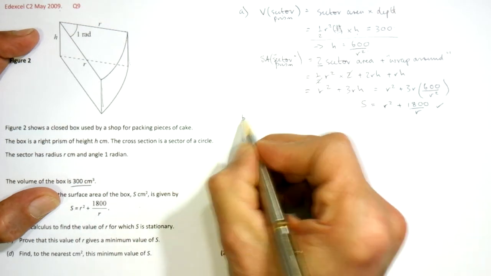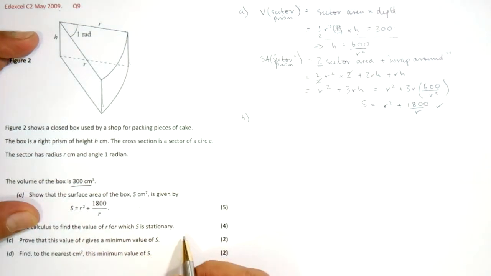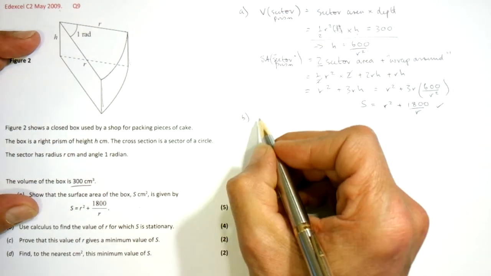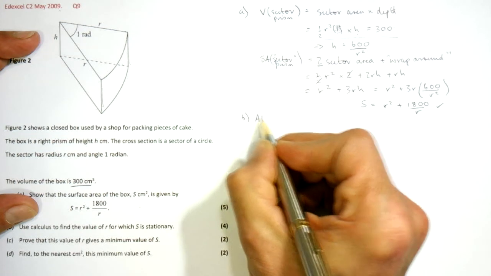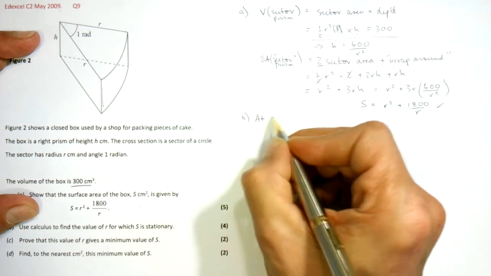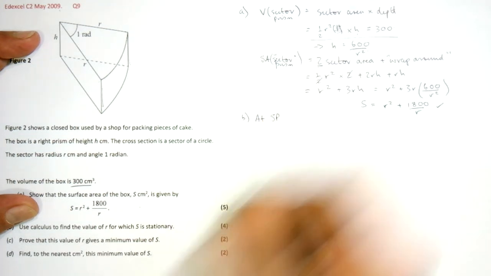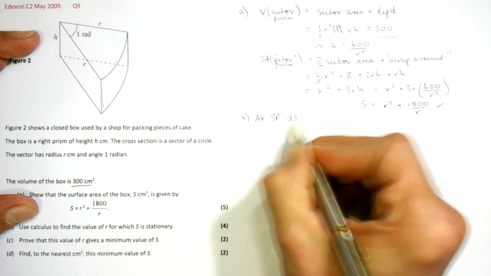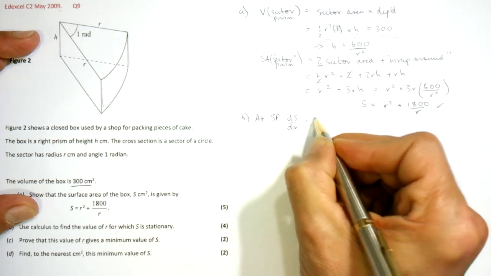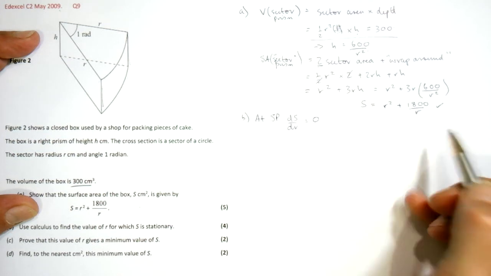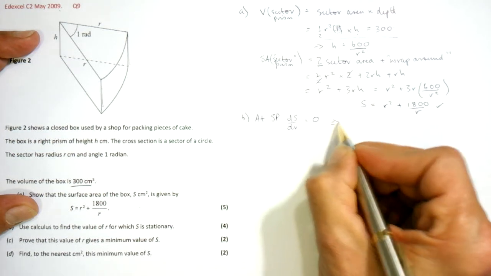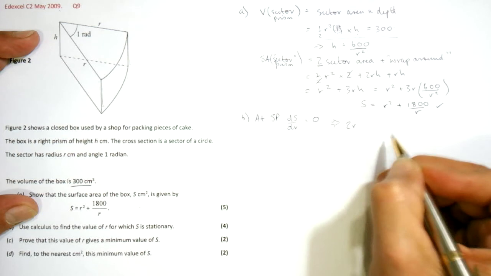Part B. Use calculus to find the value of r for which s is stationary. So at a turning point, so we call it a stationary point, ds by dr is equal to 0. So we need to differentiate this one. So that means 2r.